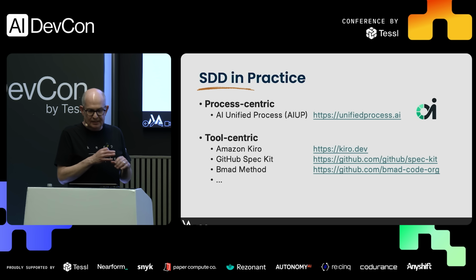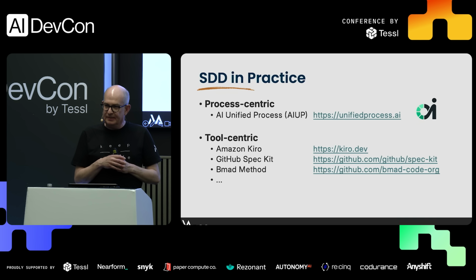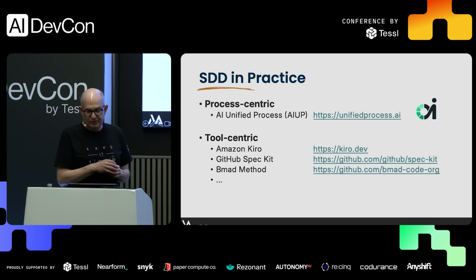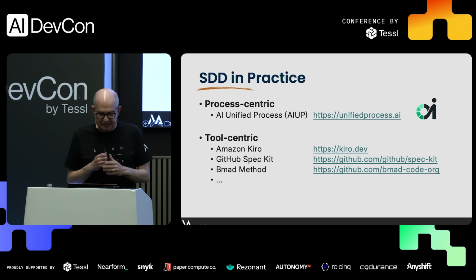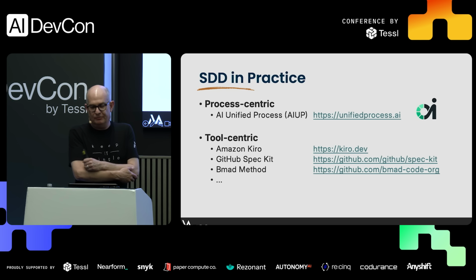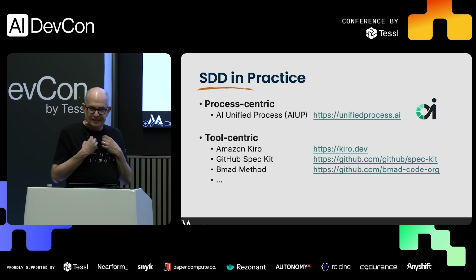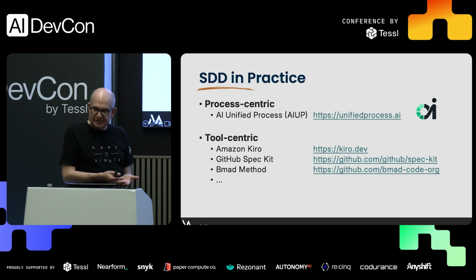And so in the meanwhile, if we look at the spec-driven development ecosystem, there are flavors of spec-driven development. And there is one process-centric, that's my process. I created this AI unified process. I will show you that in a minute. But on the other hand, we have tools. We have Amazon Kiro, we have GitHub SpecKit, we have BMAD method. These are all great tools. And also Tessel created spec-driven tools back then, so early 2025. But they are all, in my opinion, at least, too developer-centric.